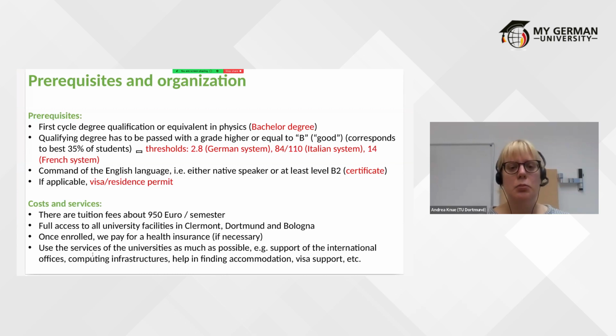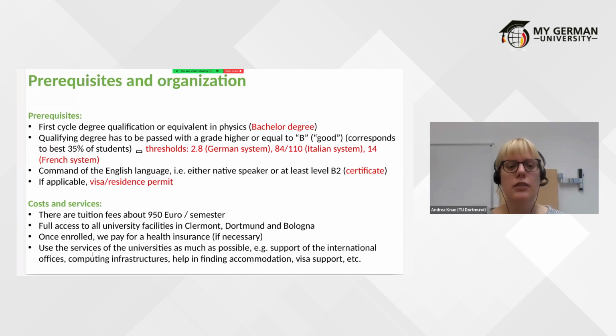Then your degree has to be passed with a grade higher or equal to good, which the threshold is a 2.8 in the German system, where 1 is the best and 5 is the worst. This will be checked and then translated into the German, Italian, and French system. And there is also a command of the English language is necessary, obviously, because this is an English program, and it's very important that you understand all the teachers. So you have to be either a native speaker or at least level B2.